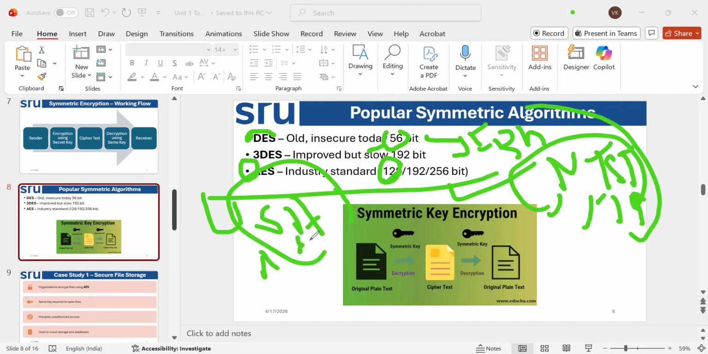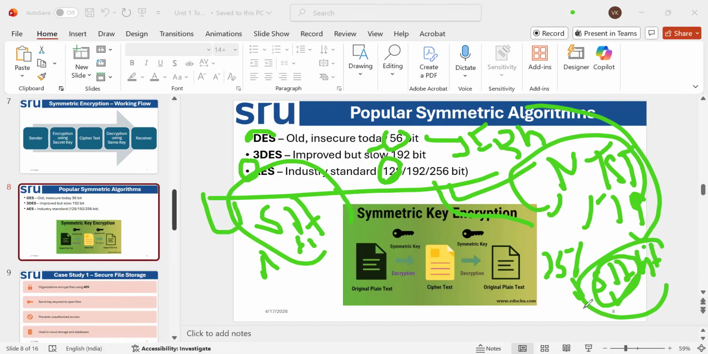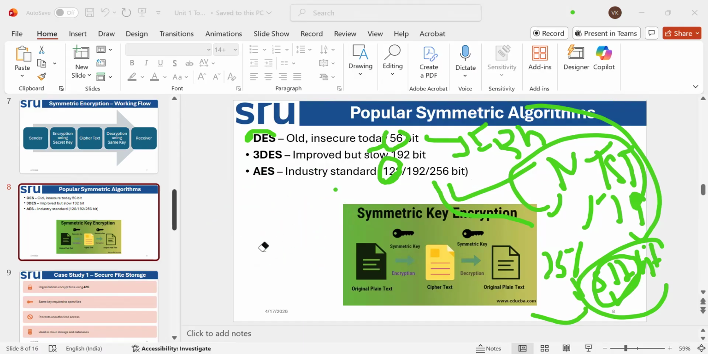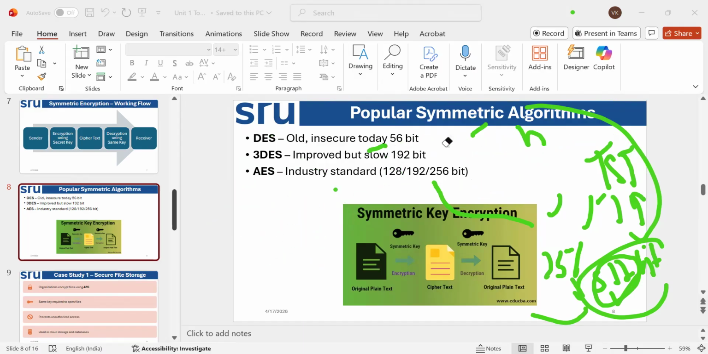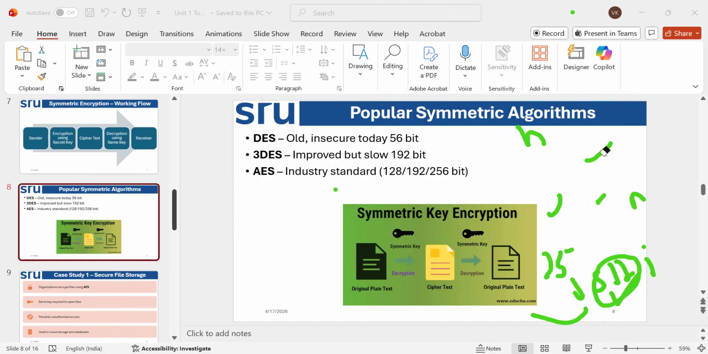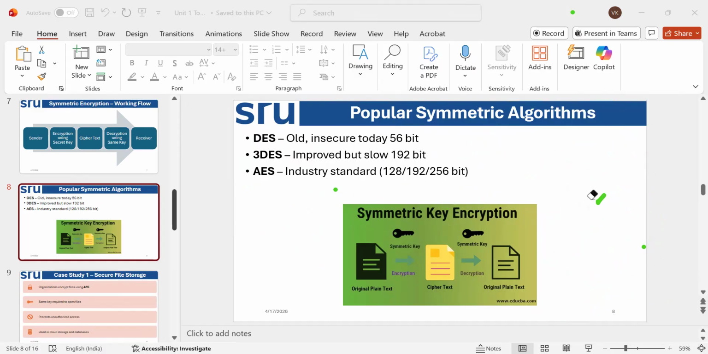AES was developed in 2001, but slowly it is advancing to 256. Nowadays, I think it is going to 512 bits also. Slowly, they are achieving 512 in the upcoming years or the current years, in the current cyber security framework, for making large data transfer secure in the area of digital security.